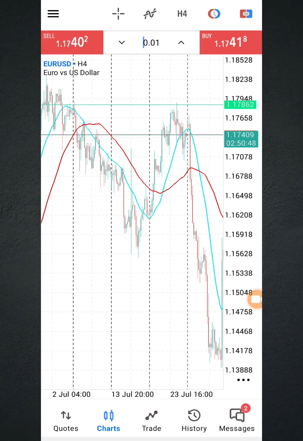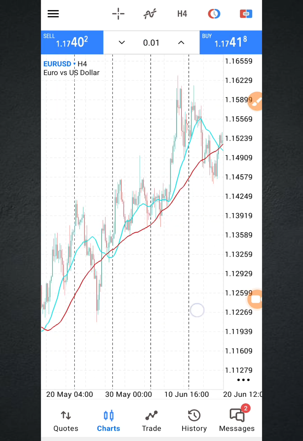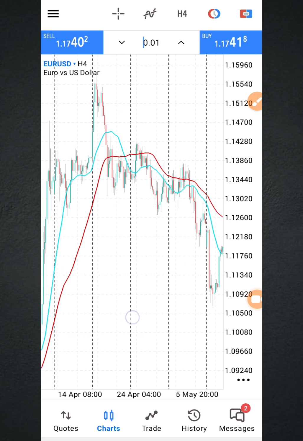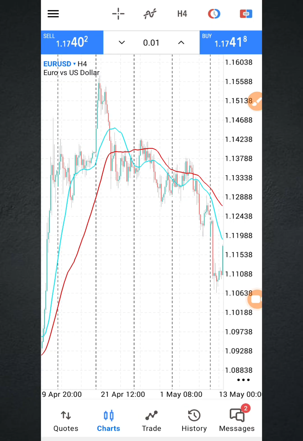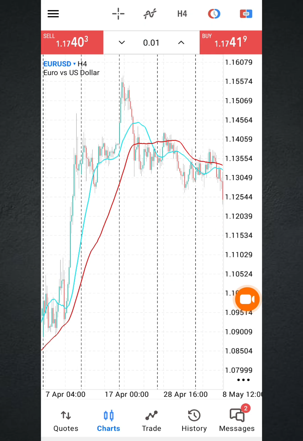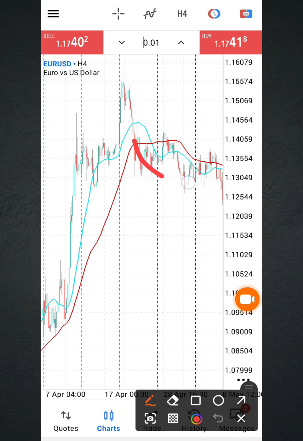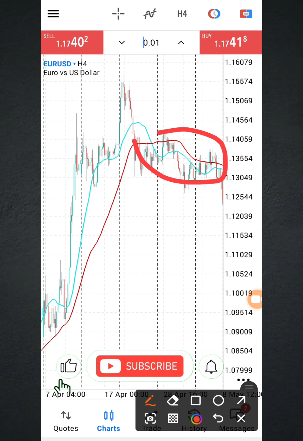And sometimes you can also know when a market is not moving in a certain direction: when the moving averages are too close together, it means the market is really not making any serious direction. For instance, if you check at this point here, you can see how close the moving averages are. They're so close to each other, and that will tell you that this market is really not making any serious direction. It also tells you that there is no momentum in this market.